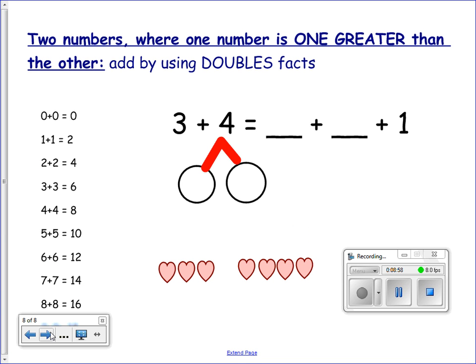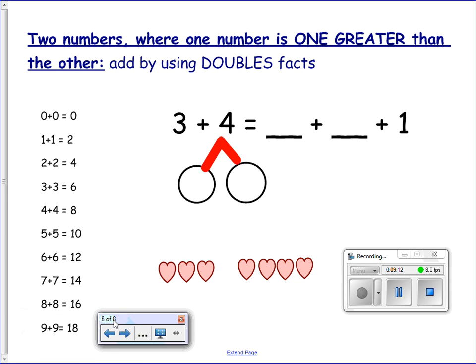The last way we learned how to add in Chapter 8 is when one number is greater by 1 than the other. We've learned that we can use doubles facts. So first we learned our doubles facts by heart. And we noticed the pattern. We noticed 0 plus 0 is 0. 1 plus 1 is 2. 2 plus 2 is 4, and so forth.